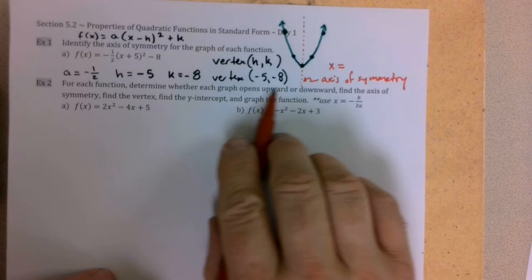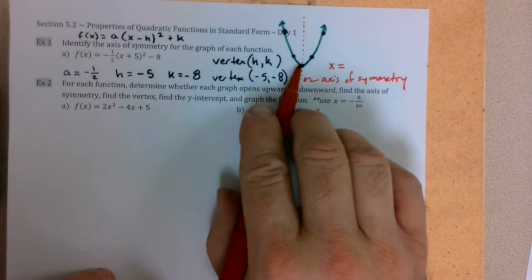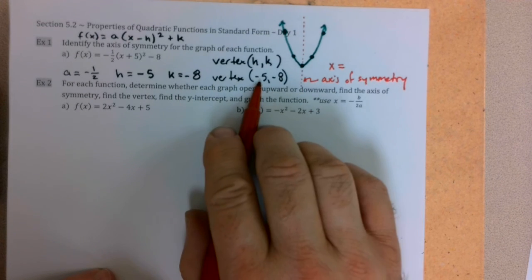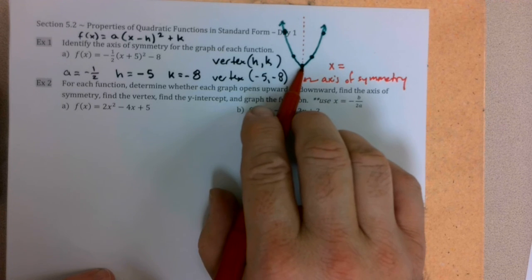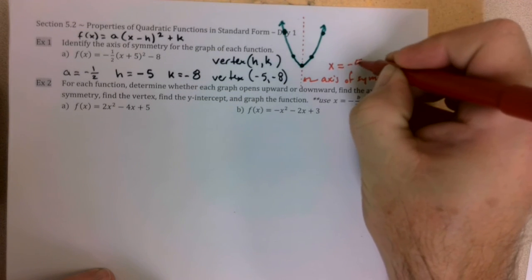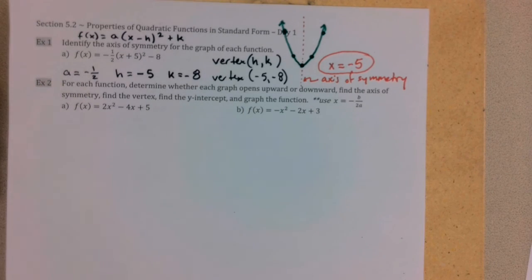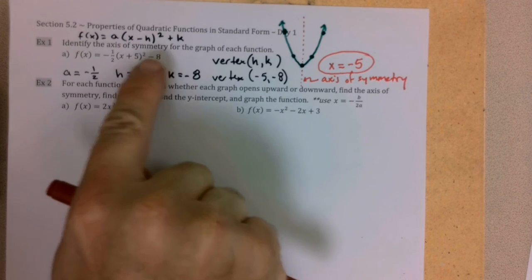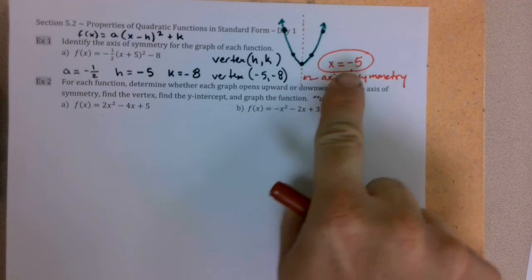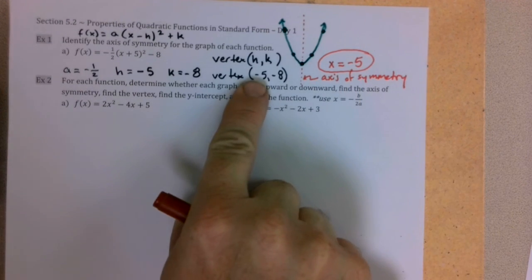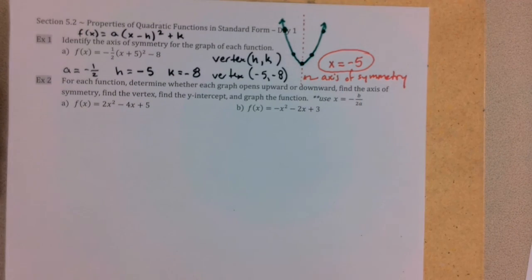And x always has to equal the x-coordinate. It is going through -5, -8, and the x-coordinate at that point is -5. So the answer to this problem is that our axis of symmetry is the line x is equal to -5. So as you go through and you identify some of these, if you have an equation that is in vertex form, you can look at it and determine the vertex. And then you just do x is equal to the x-coordinate to get your equation for the axis of symmetry.